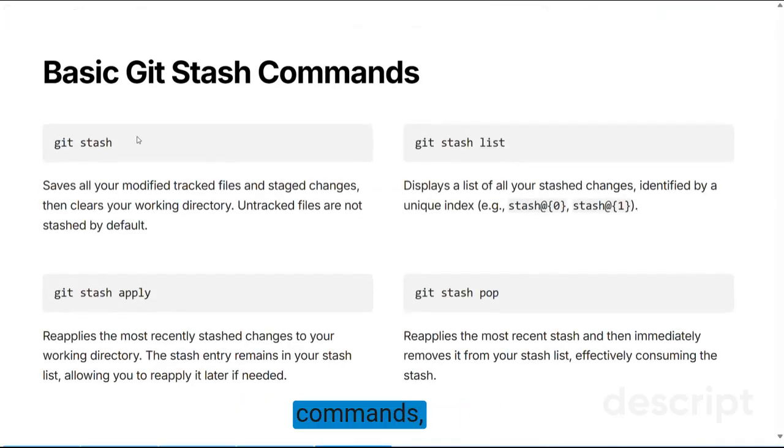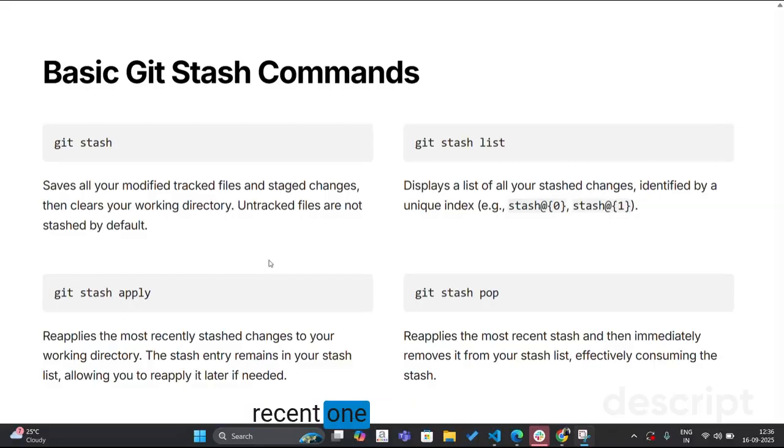There are some basic Git commands. First one is Git Stash. It will save all our modified files in our temporary storage. Second one is Git Stash list. It will list all the stashes which we have stored in our temporary location. Git Stash apply will apply the most recent update and reapply it on our code base. Git Stash pop will apply the most recent stash and remove it from the storage.